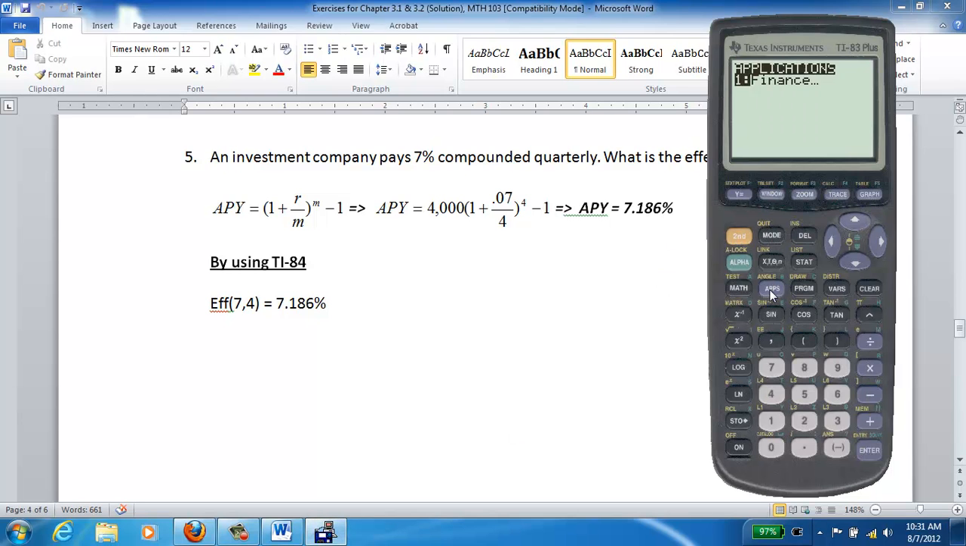and go to Applications, Finance, TVM Solver is what we used before. Now you have to go down to the effective rate, which is letter C. So effective rate, you have to put the interest rate, which is 7%, comma, the number of compounding periods, in this case 4. Close the parenthesis: 7.19. I have 3 decimals, 7.186.